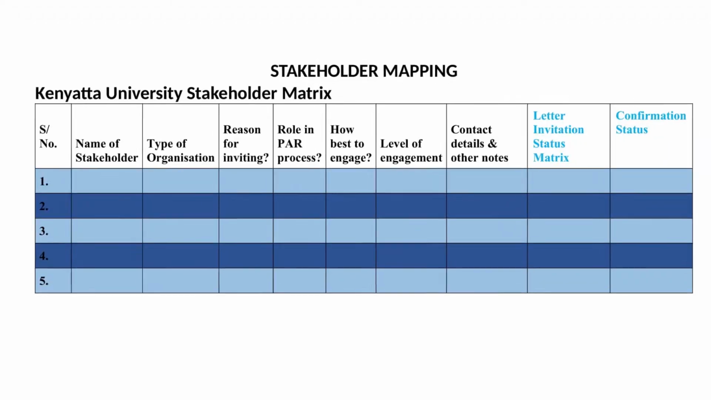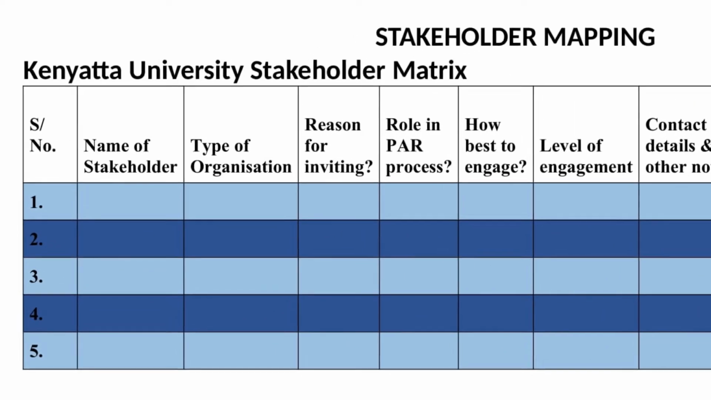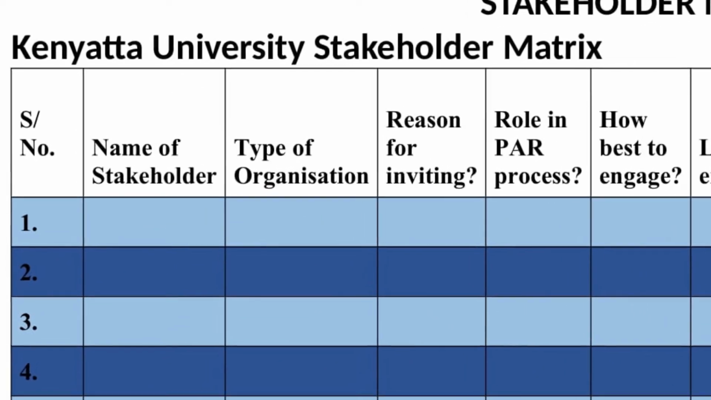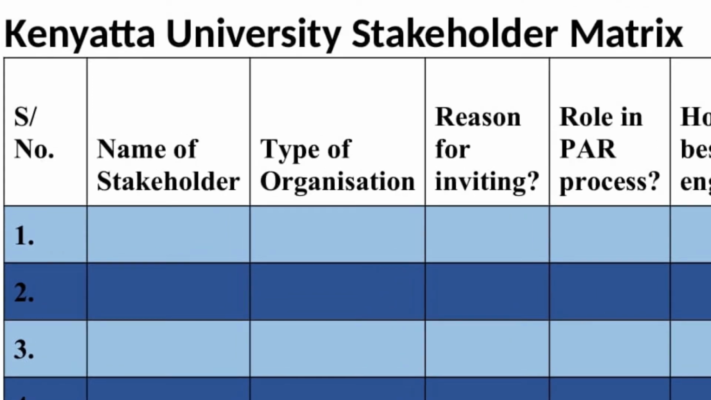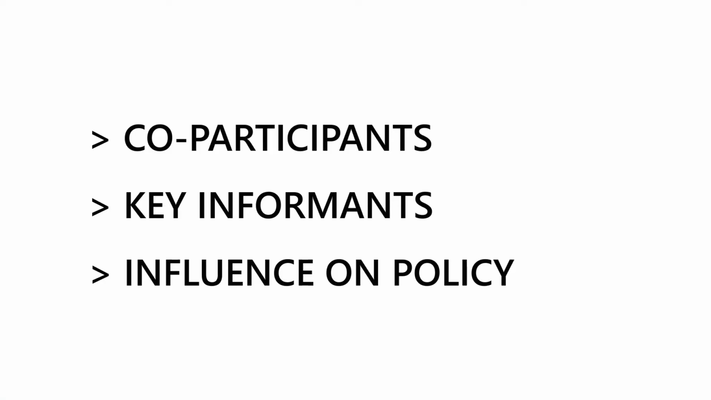We then highlighted the extent of each stakeholder's involvement. This process was largely guided by a matrix showing the name of the stakeholder, type of organization, reason for inviting them, and their role in the peer participatory action research process. For instance, whether they were co-participants, key informants, or influence on policy.